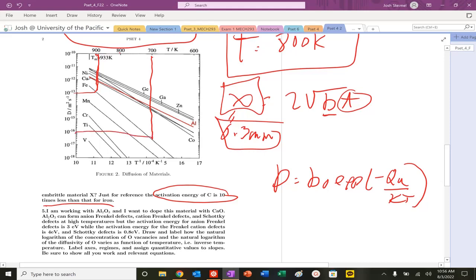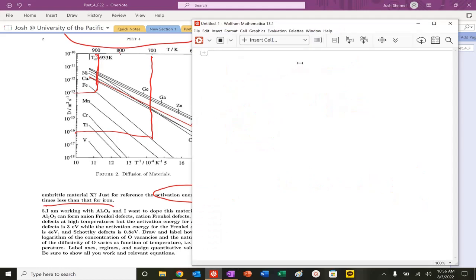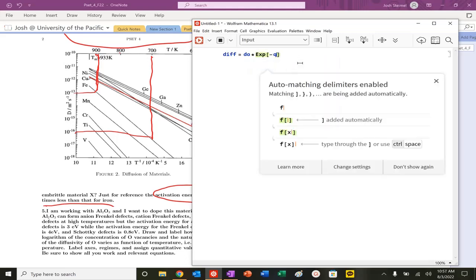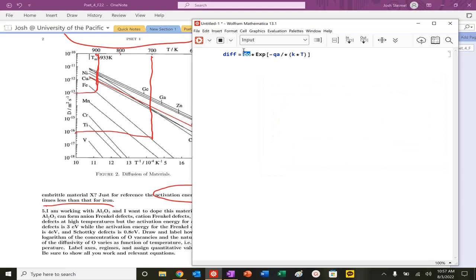Let's say at 700, I am 10 to the 16. So I've got two diffusivities. So let's say diff equals d naught times exponential minus qa divided by k times t. We know that k is equal to 1.38 times 10 to the minus 23, and we're going to substitute in for this expression.